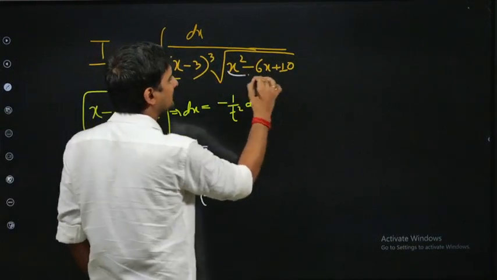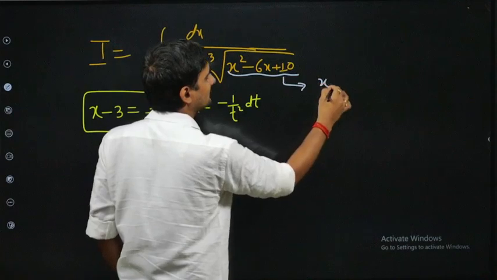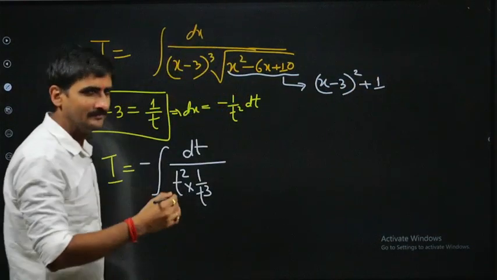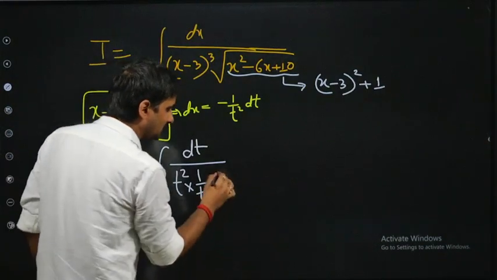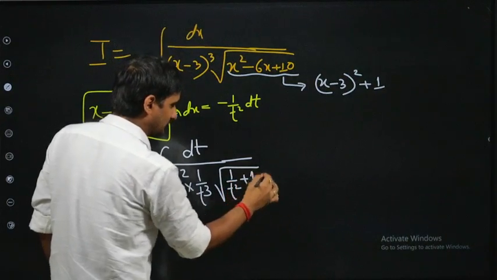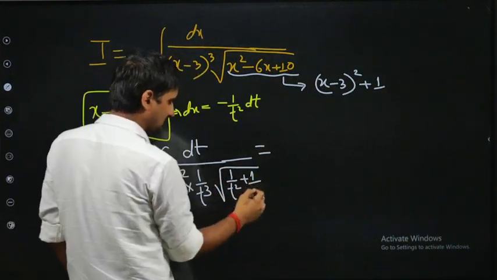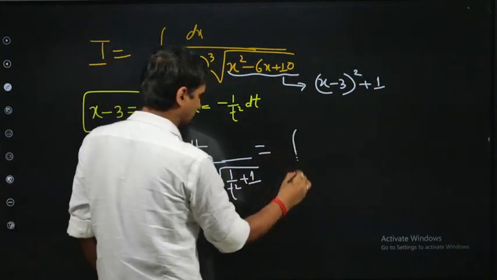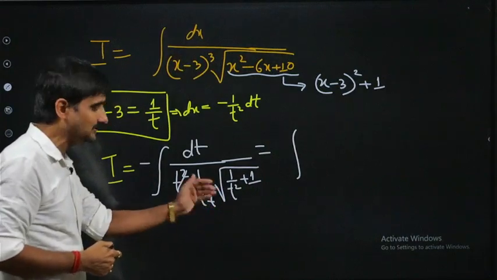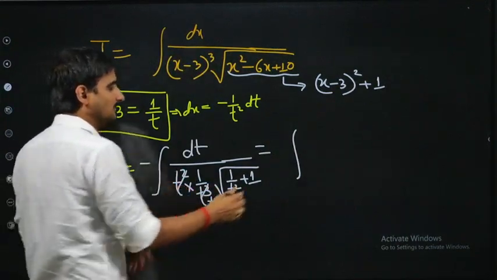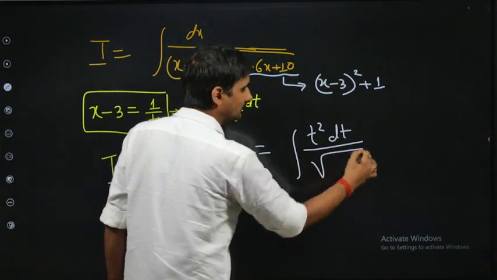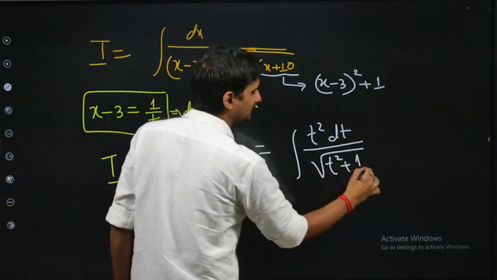And we can write this as (x minus 3) whole square plus 1. So this is nothing but under root of 1 by t square plus 1. When you take LCM, bachcho, what do we get? This gets t, and you have one more t in the denominator of the denominator. So overall you get t square dt by under root of t square plus 1.